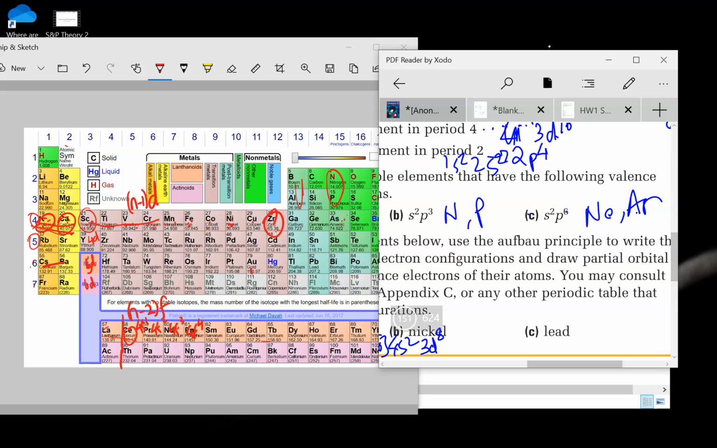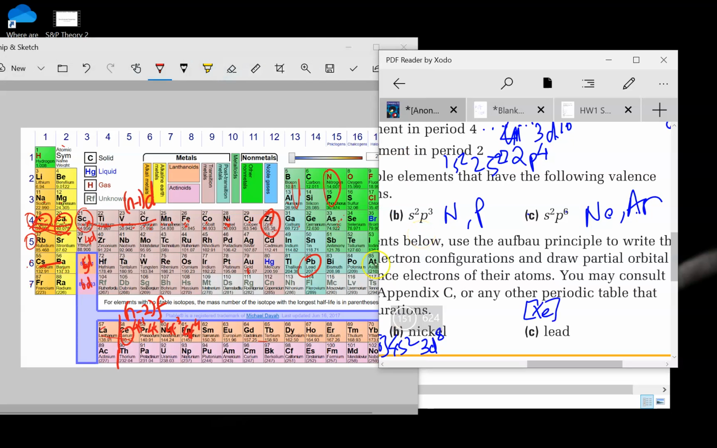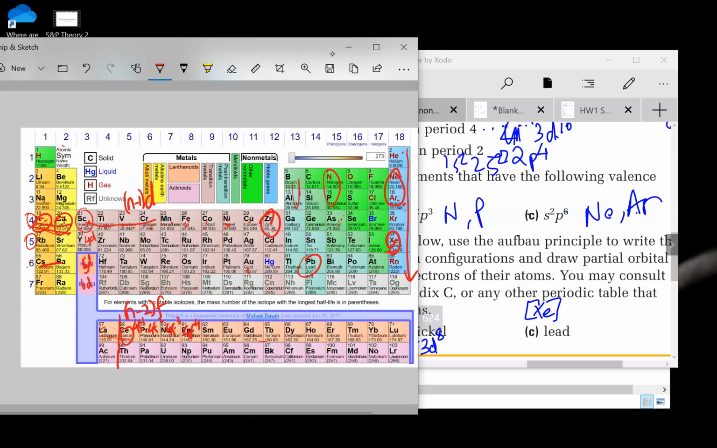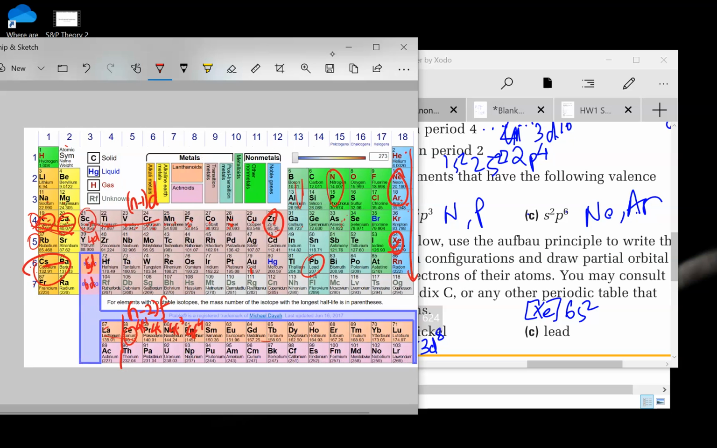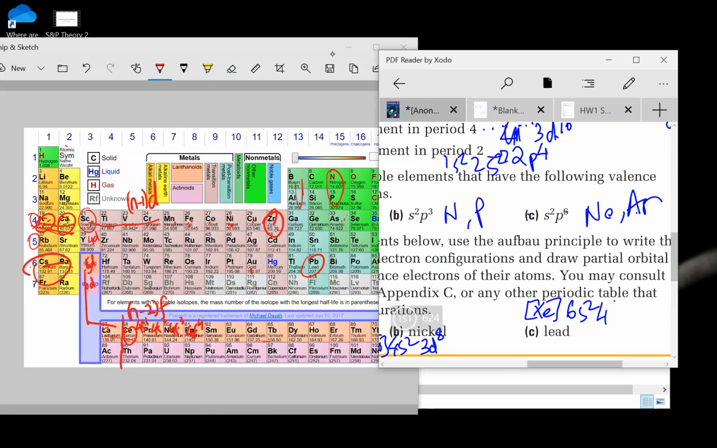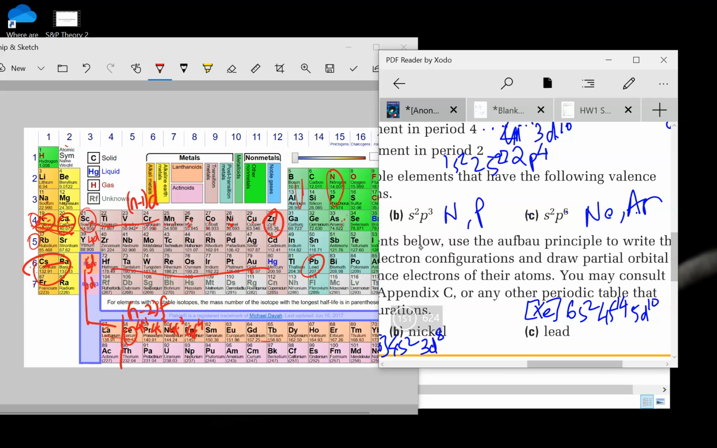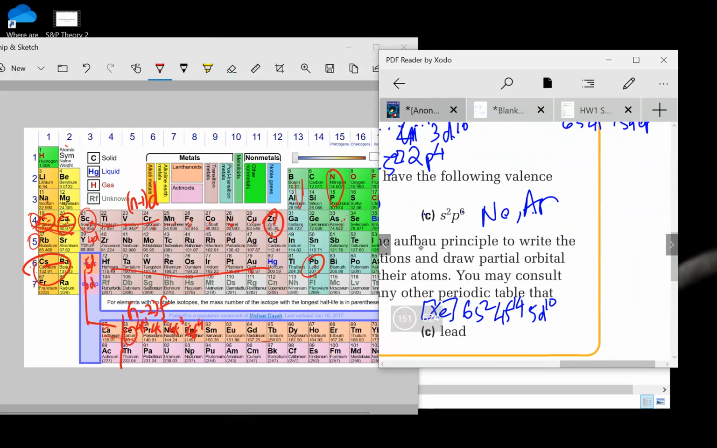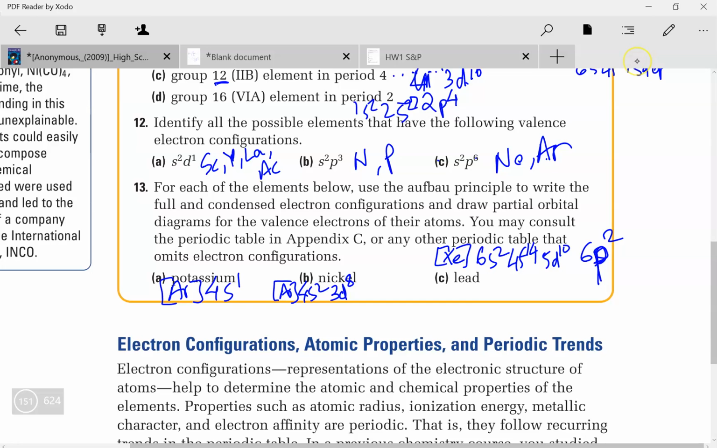Lead, that's all the way over here. So again, back to the last noble gas, which is xenon. And after xenon, I know I have an S, because as soon as I leave the noble gas, I jump to here, so that would be a 6s2. I have to go down here to a 4f14. Then I come back here, continue for my 5d10. And then after that, I have a 6p2, which gives me lead, because that's in the p block. And those are the answers for that.